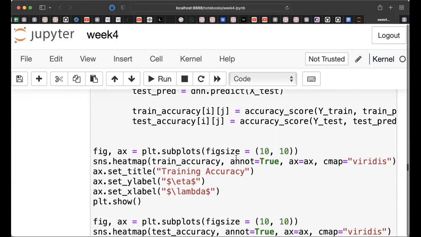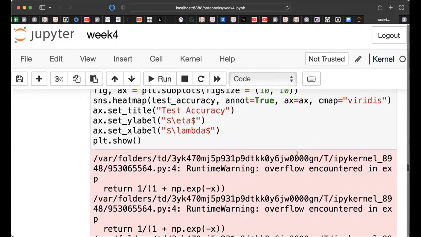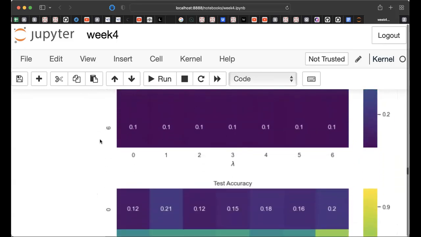I train my network, and then I also calculate the accuracy score for the training case and the accuracy score for the test case. And then I'm going to plot them in terms of a heat map. And this looks actually a little bit nicer, as you can see here. So on the y-axis here, I have the learning rate. And on the x-axis, I have the regularization parameter lambda.